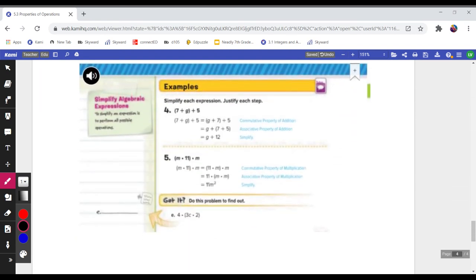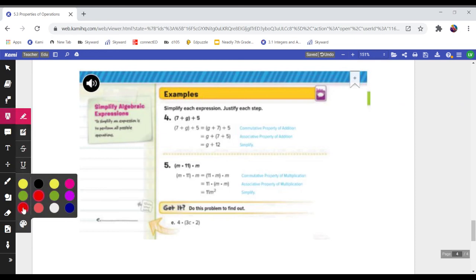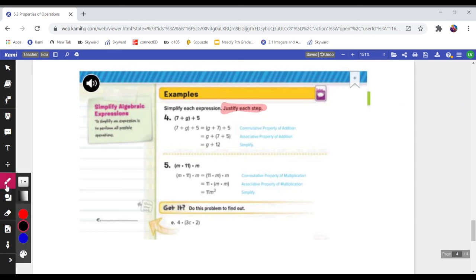So let's look at example 4. We're going to simplify each expression and justify each step. Let me highlight that. We're going to justify each step, so that means that we're going to explain with each step what we're doing. So we have 7 plus g plus 5.